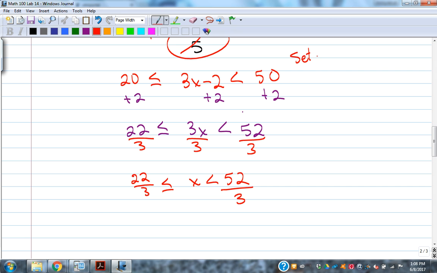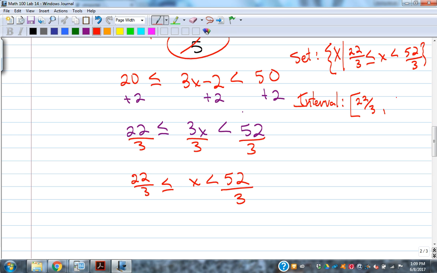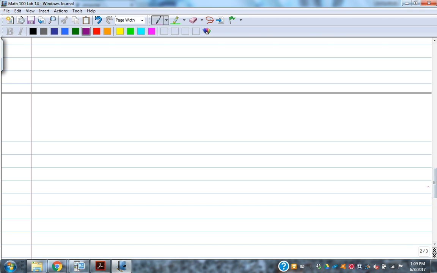Set notation. All x's such that 22 over 3 less than or equal to x is less than 52 over 3. And interval notation. Bracket 22 over 3, 52 over 3, parenthesis, and then the graph. I'm not going to be too picky about this. I'm going to put the 22 over 3 on one end, the 52 over 3 on the other end. We'll do a bracket on the left side, parentheses on the right side, and a shade in between. And we've got our work done for lab 14.